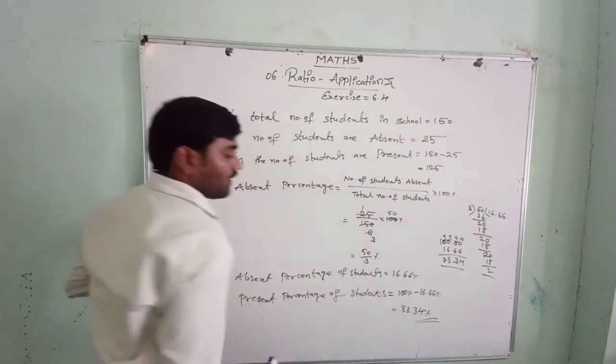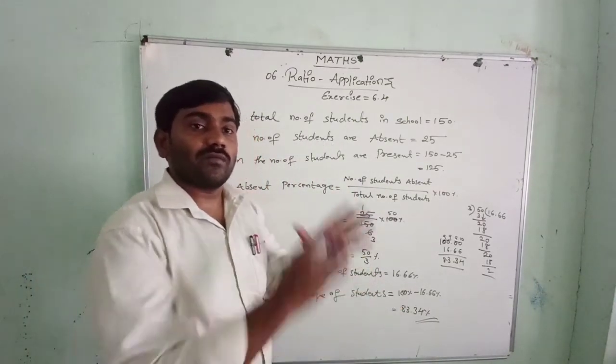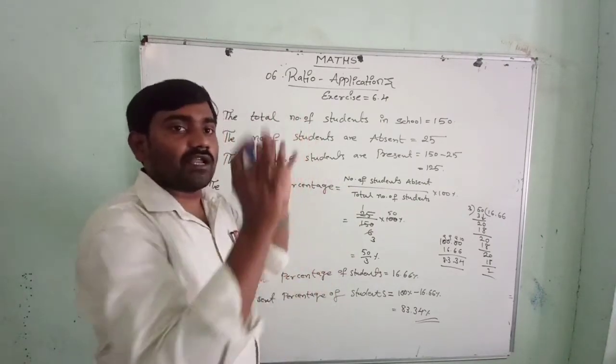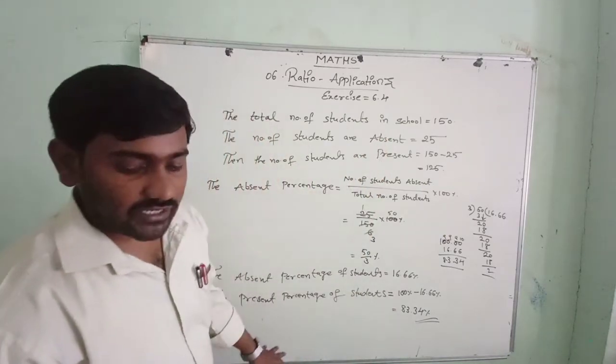83.34%. అంతే కదా. ఎంత పర్సెంట్ ఆబ్సెంట్ అయ్యిందో? 16.66 ఆబ్సెంట్ అయ్యింది. ఫ్రమ్ 100% నుంచి ఆబ్సెంట్ పర్సెంటేజ్ తీసేస్తే total 100%. From that you remove the absent, you will get the present percentage.